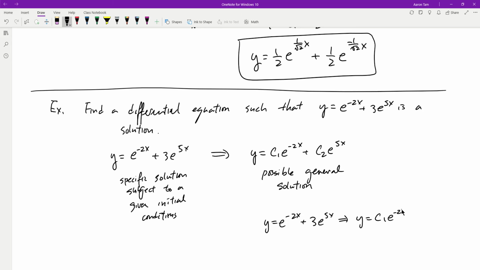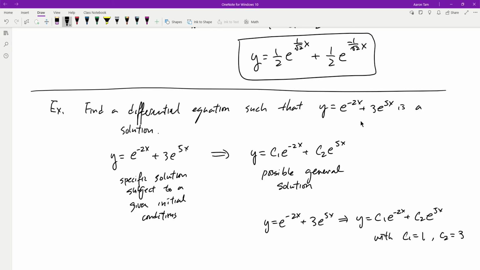So therefore, that would tell me that y equal to e to the negative 2x plus 3e to the 5x is basically y equal to c1 e to the negative 2x plus c2 e to the 5x, with c1 equal to 1 and c2 equal to 3. And we could have more terms with just the rest of the c's becoming 0, which is possible.